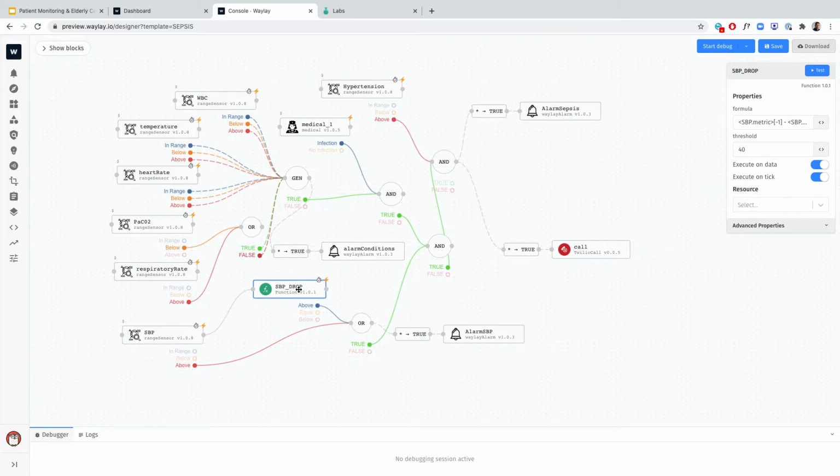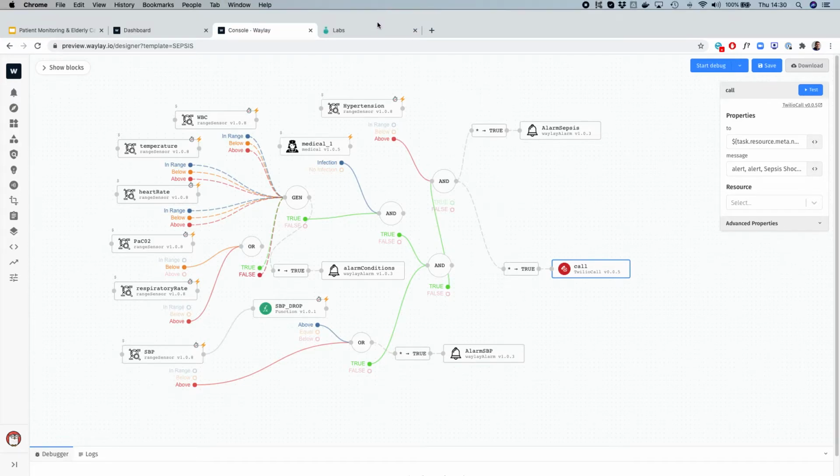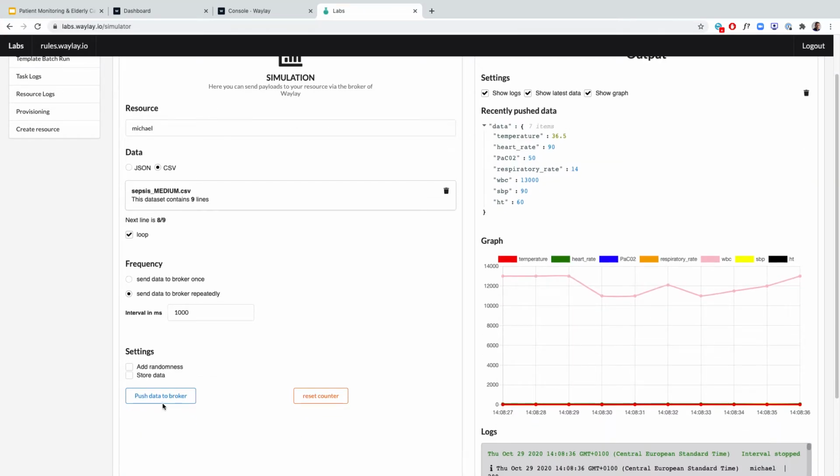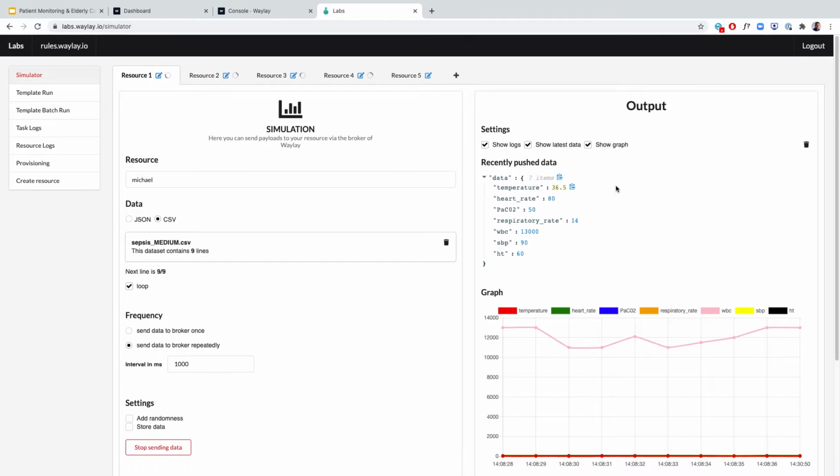For instance, we have a drop, we have the infection, we have a general condition problem, and if there is also hypertension, we would send a call to a particular nurse. So now we imagine that we have some data logs and measurements. We'd like to test that rule in reality. So what I'll be doing now, I will start pushing data, for instance, for a patient, let's give him a name, Michael. And what we see now, we are pushing the data as if it was a device measuring his condition.